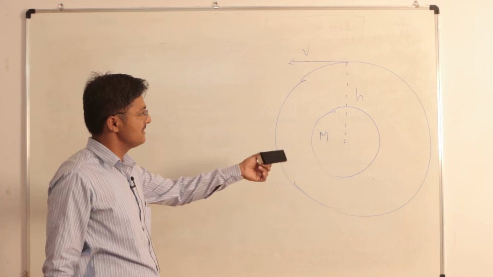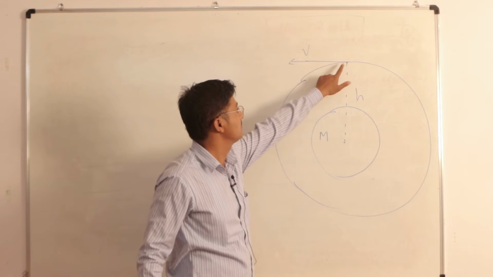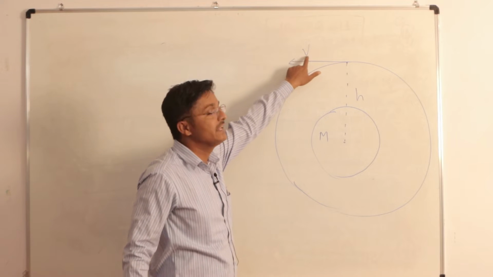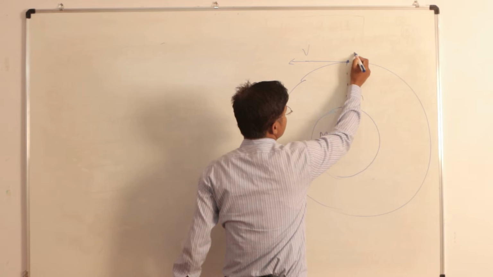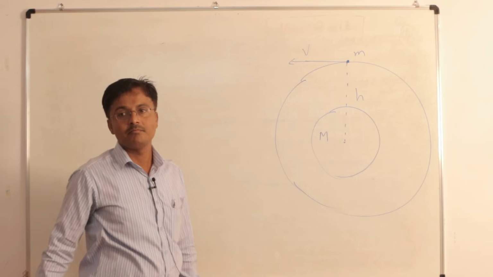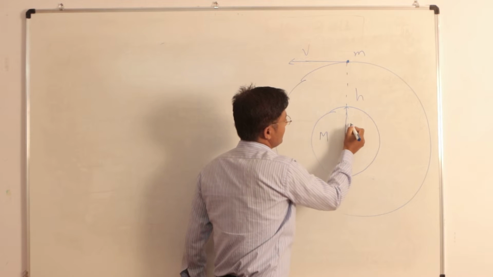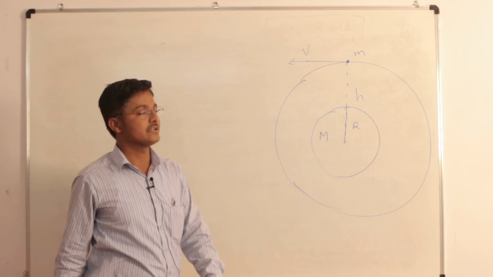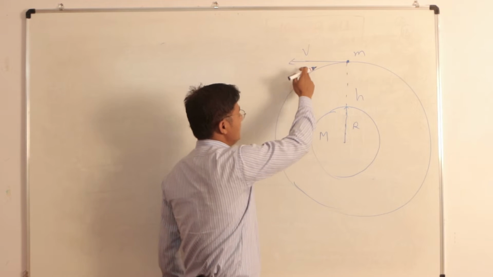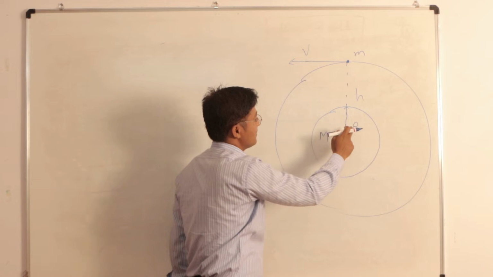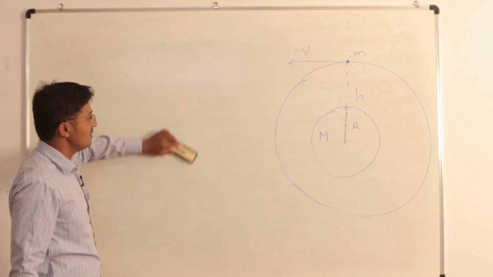Now what is the linear velocity in this diagram? If any body is moving in a circular orbit, at every point it has a velocity vector, which is its linear velocity. Suppose small m is the mass of the satellite, and capital R is the radius of Earth. So a satellite of mass m is moving with velocity v around the Earth. Earth has radius capital R, and capital M is the mass of the Earth. This is a very simple diagram.